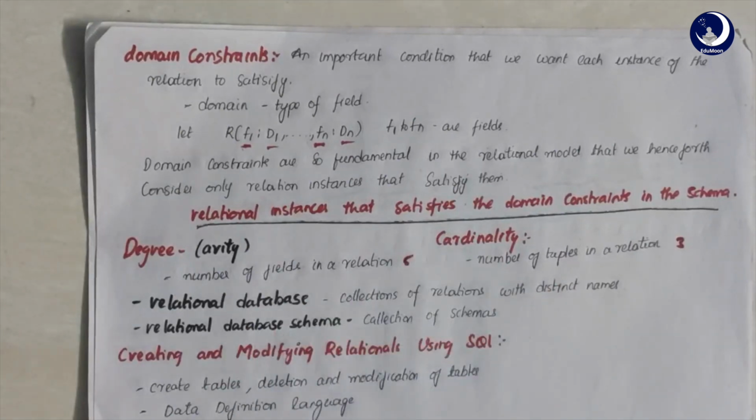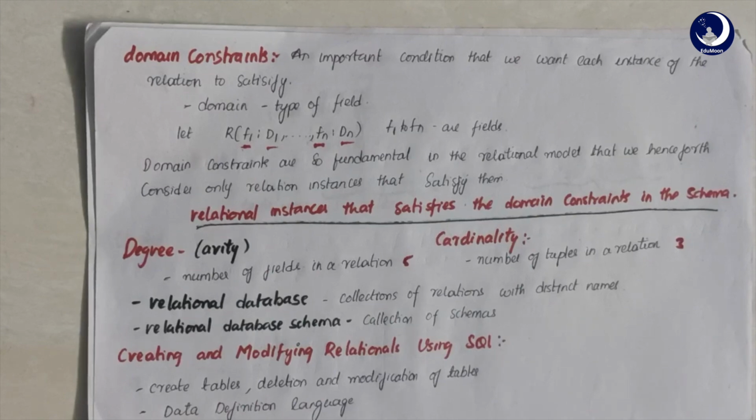Now let's see what is a relational database. A relational database is a collection of relations with distinct names. That means a collection of different tables is known as a relational database. What is a relational database schema? The collection of schemas of those different tables is known as a relational database schema.